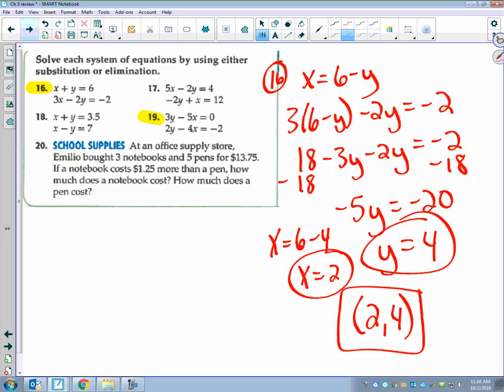And you can totally leave your answers like this, but you can also write them as ordered pairs. And you can check that they work in the problems there. 6 minus 4 equals -2.